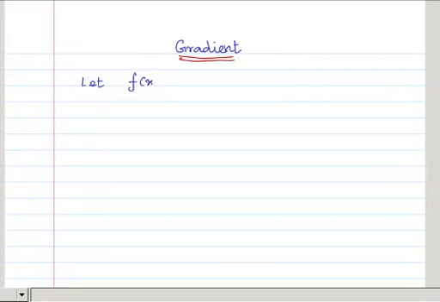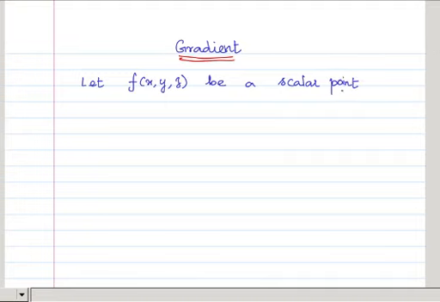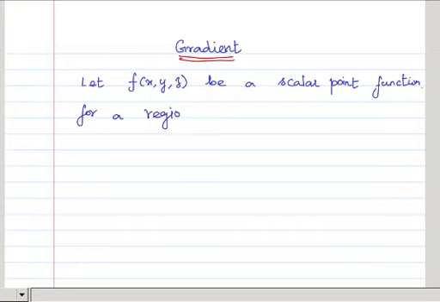Let f of x comma y comma z be a scalar valued function. We assume that it is a scalar point function, that is the correct term. So I assume that f is a scalar point function on the region R.